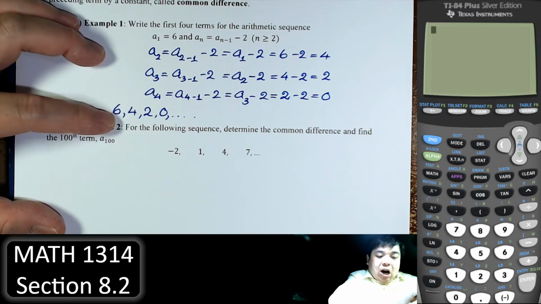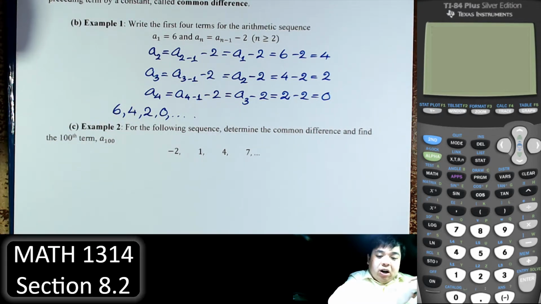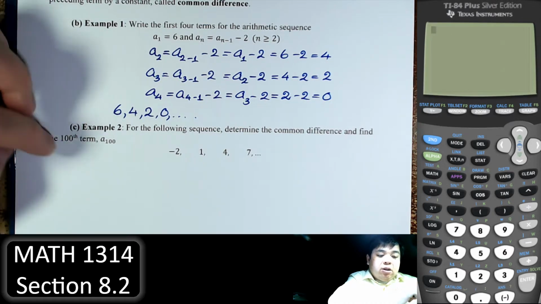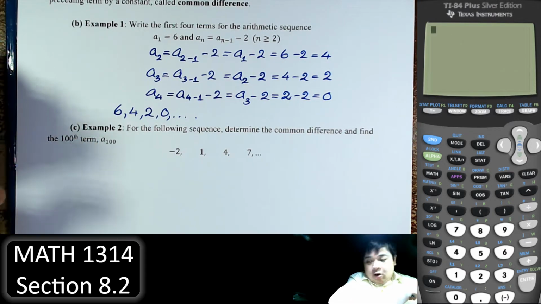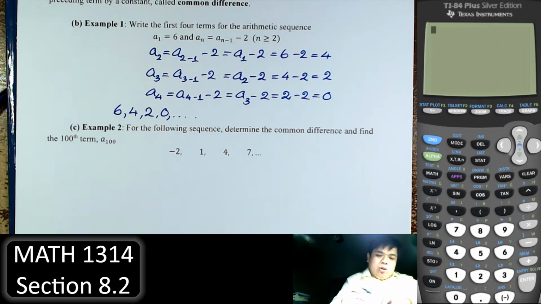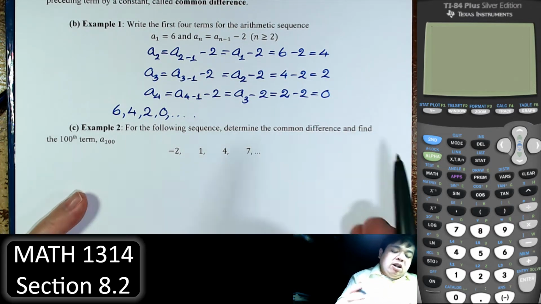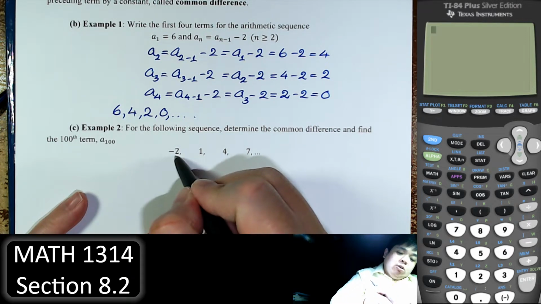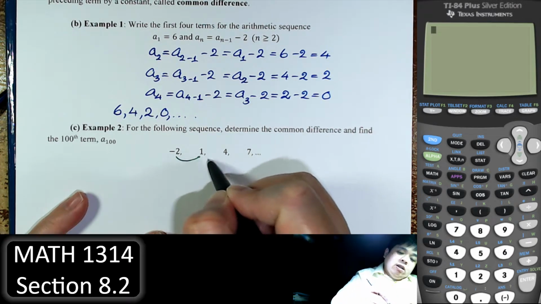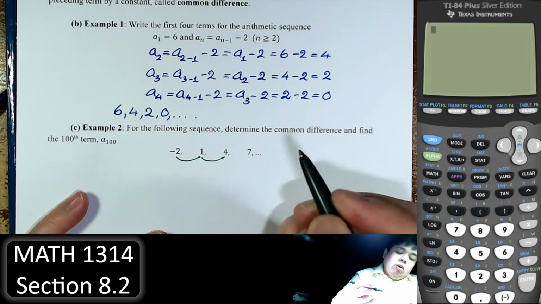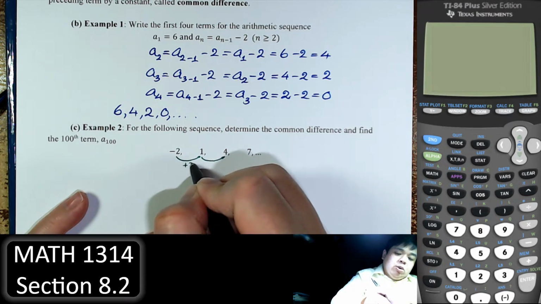Now the following sequence. For the following sequence, determine the common difference and find the 100th term. Because there is a common difference, this is an arithmetic sequence. So how do we go from this term to the next? Well, it's going to be plus 3.